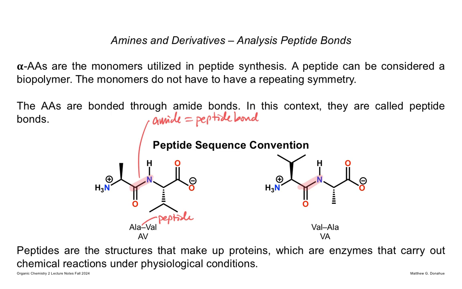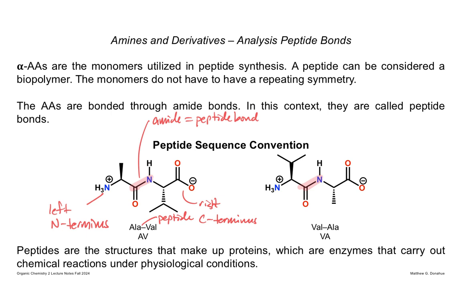I want to show you how we're going to read this, the common things we need to know. We're always reading left to right, and in doing so, there's an N terminus. On the left is the N terminus, and on the right is the C terminus. Now knowing that, we can say, yes, AV and VA are different.